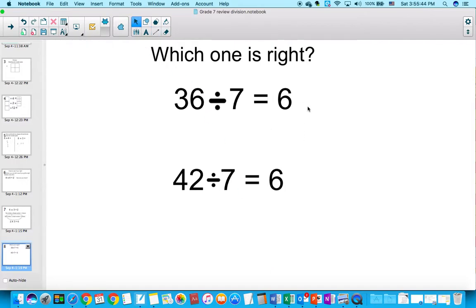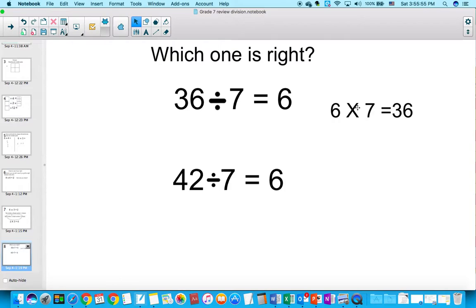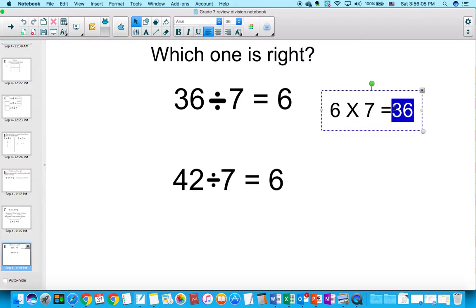I take the 6, and I move it over here. So click, 6. Change the sign to multiplication, 7, and I put the larger number here. Is this true? Is 6 times 7 36? Now, I'm going to hold it for a second, think about it. Okay, good. Hopefully you said no. 6 times 7 is 42. So that must mean that 36 divided by 7 cannot equal 6, because 6 times 7 is 42, not 36.